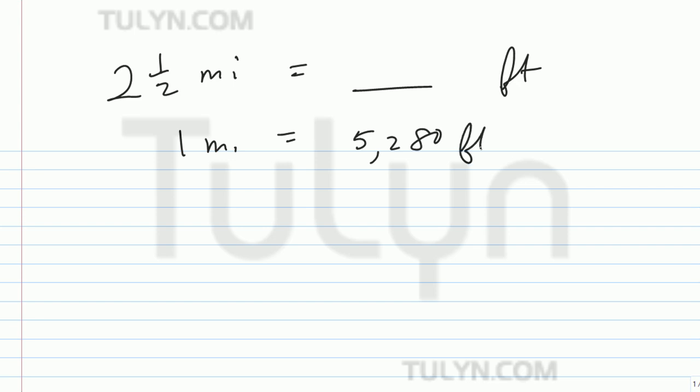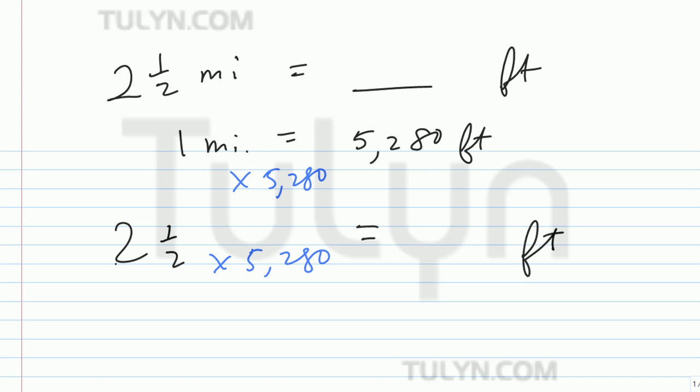Given 2.5 miles, how many feet is that going to be? Knowing that 1 mile is equal to 5,280 feet, you have to multiply the number of miles by 5,280. So if you're given 2.5 miles, all you have to do is multiply by 5,280, and then you're going to get how many feet?